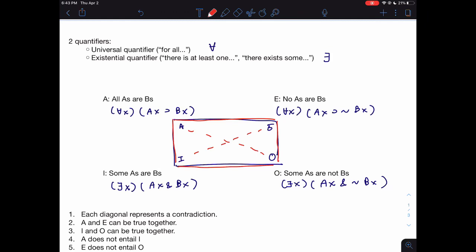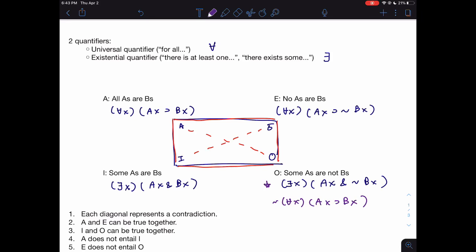So Aristotle argued that each diagonal represents a contradiction. Remember I said that it might seem like "no A's are B's" is the opposite of "all A's are B's." But actually, the opposite of "all A's are B's" is "some A's are not B's." So this sentence is truth functionally equivalent to the sentence, it is not the case that for all x, if Ax, then Bx. And you can manipulate that a bit to see why that's the case.